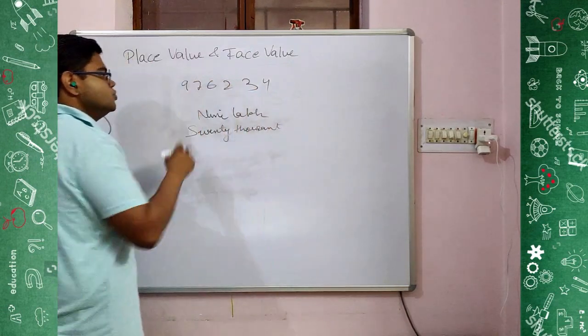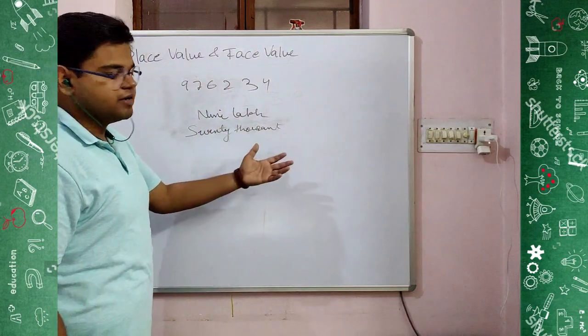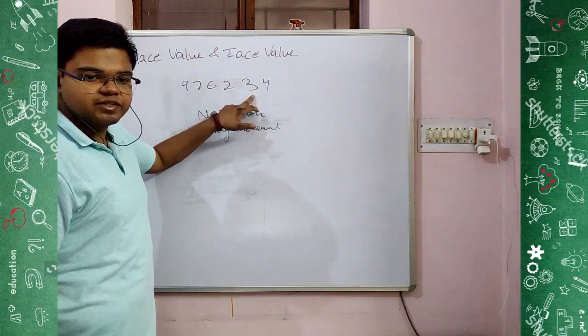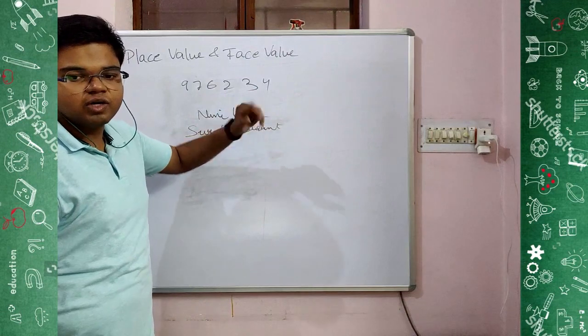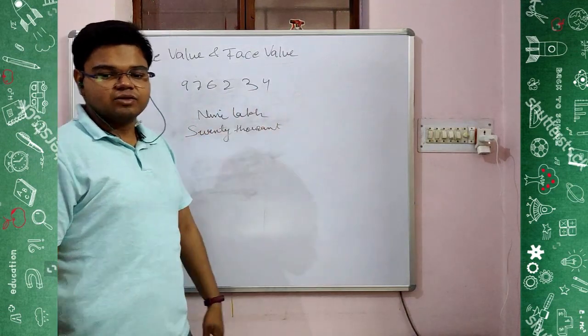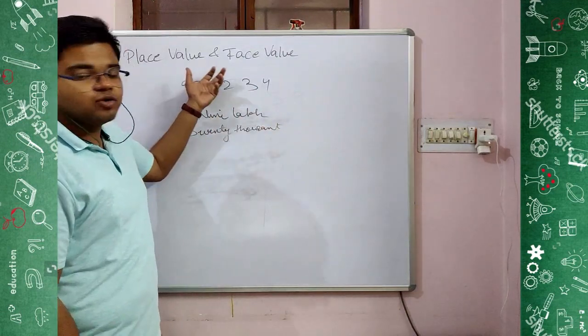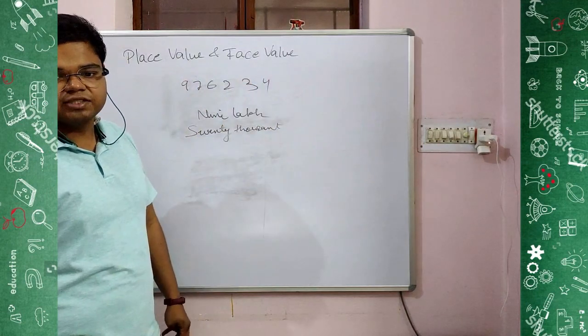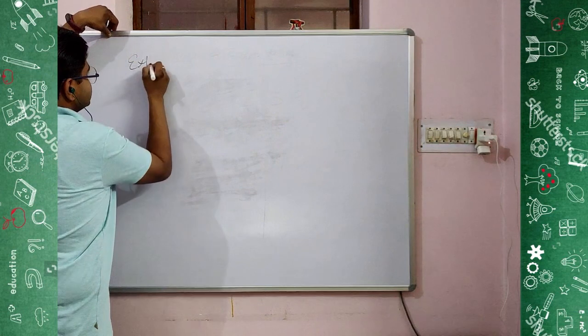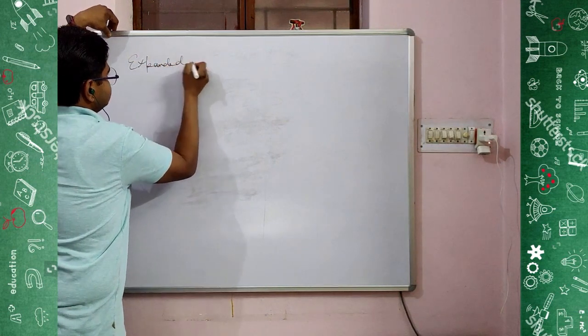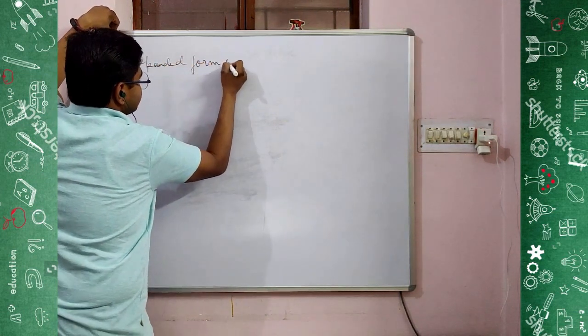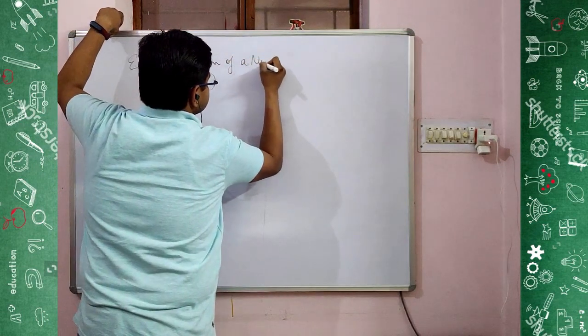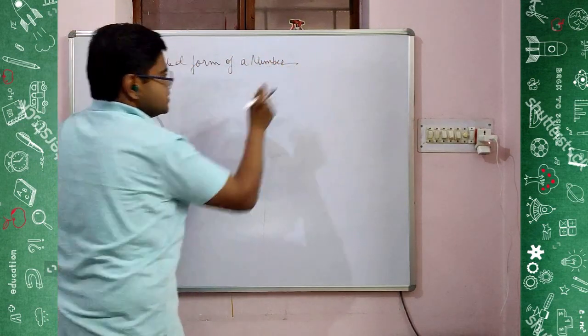Place value of 2, 2 into 100, 200. Place value of 3, 3 into 10, 30. Place value of 4, 4 ones are 4. So it is that simple, children, place value and face value. And children, after this we have, so children, we'll be looking at expanded form of a number.